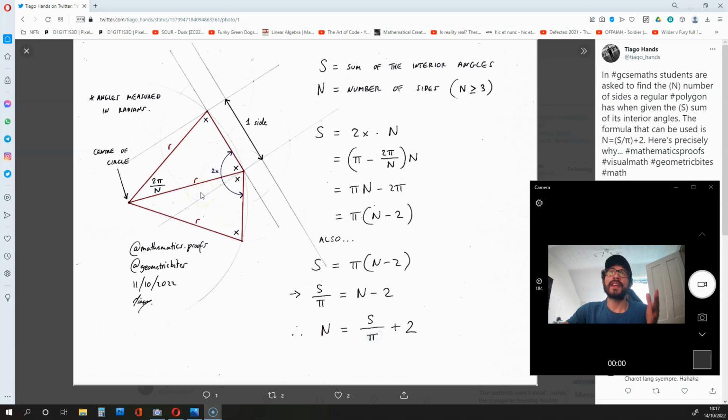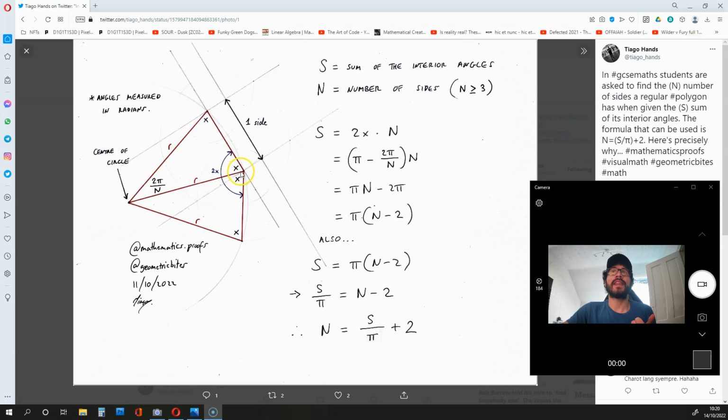Okay, so you can think of one of these isosceles triangles as having the length r on two sides, and the angle next to the center is going to be 2 pi over the number of sides, in radians. Now within these isosceles triangles, you're going to have two angles which are the same. We are going to name them x.